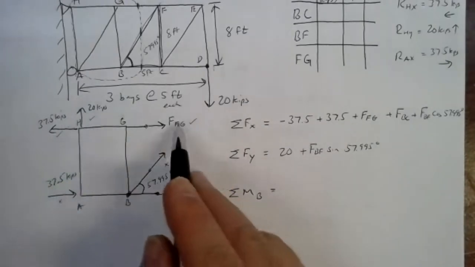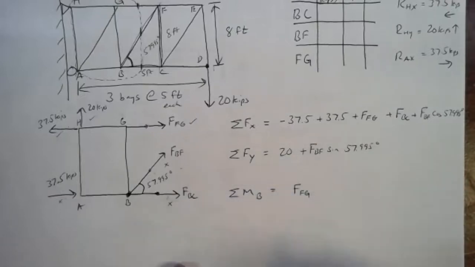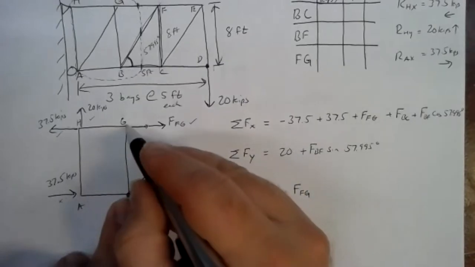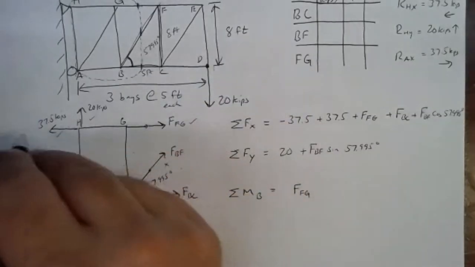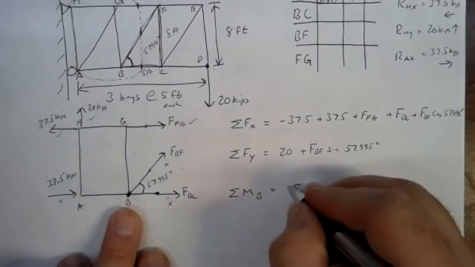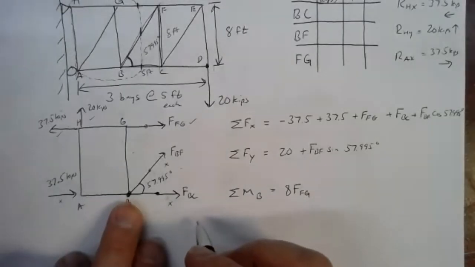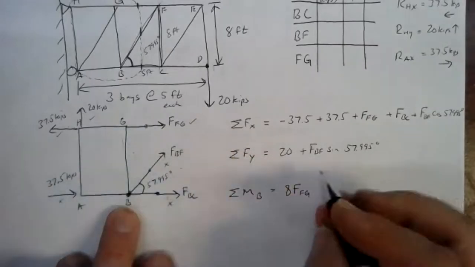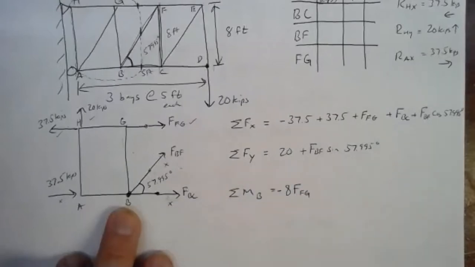Let's work with FFG first. We've got our force, FFG. We've got to figure out the arm for that. Our pivot point is here. The force is up here. That's 8 feet away. The line of action of FFG is horizontal. That's 8 feet above where pivot point B is. So we have 8 FFG. And if we pin at B and pull to the right up there at G, we're going to have clockwise rotation. Clockwise rotation is negative. So we have negative 8 FFG.